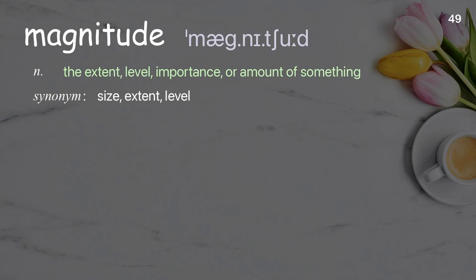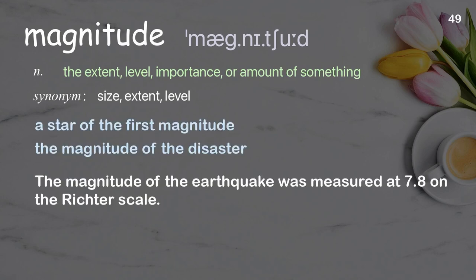Magnitude: the extent, level, importance, or amount of something. Examples: a star of the first magnitude, the magnitude of the disaster. The magnitude of the earthquake was measured at 7.8 on the Richter scale.